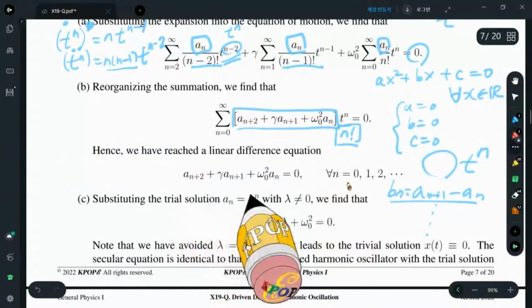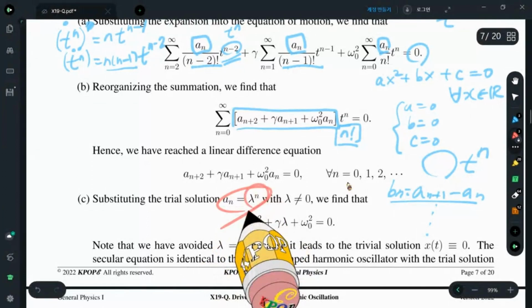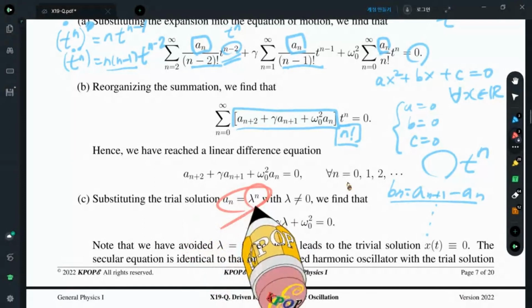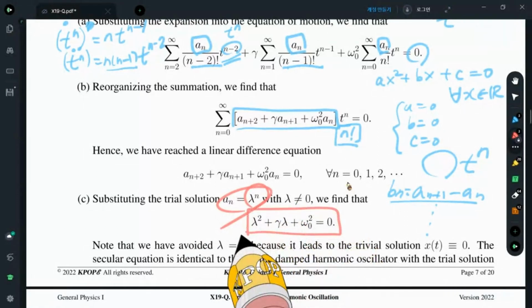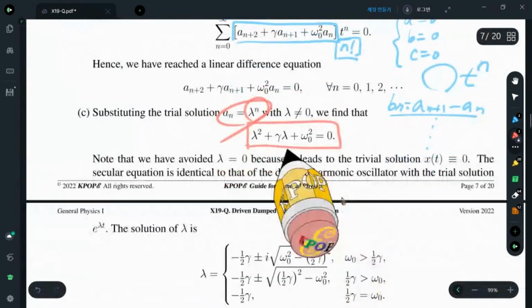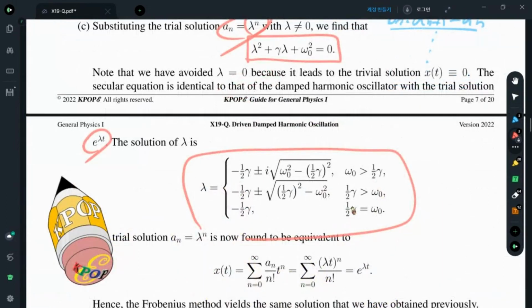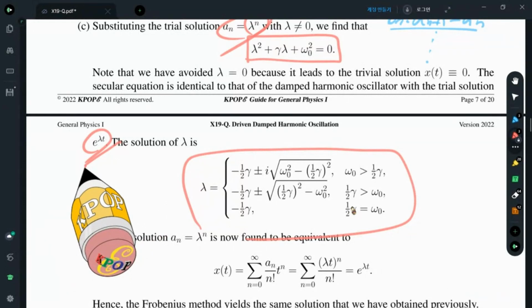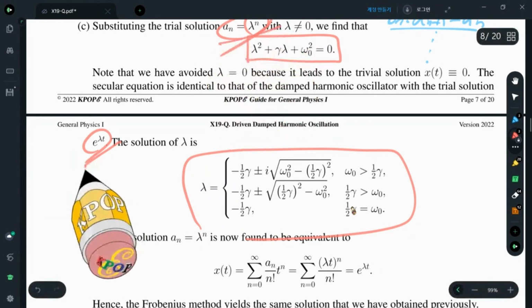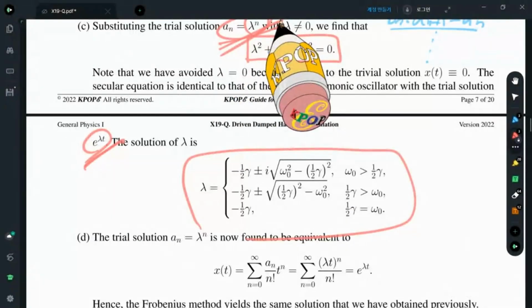That is, I would substitute a_n with lambda to the n. Why? You will see. When I substitute this one into the linear difference equation, what I find is a trivial quadratic equation we are very, very familiar with. And this one is identical to what we found when we substituted the trial solution. This shows why the substitution of this trial solution with an exponential function really worked, because this substitution is equivalent to the substitution of this. It looks unfamiliar, but once you are familiar, it is a very simple way to find a solution.